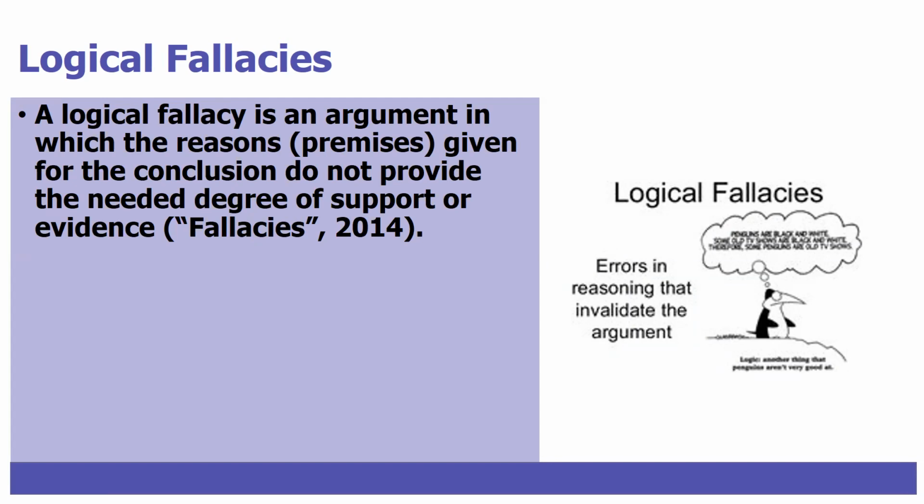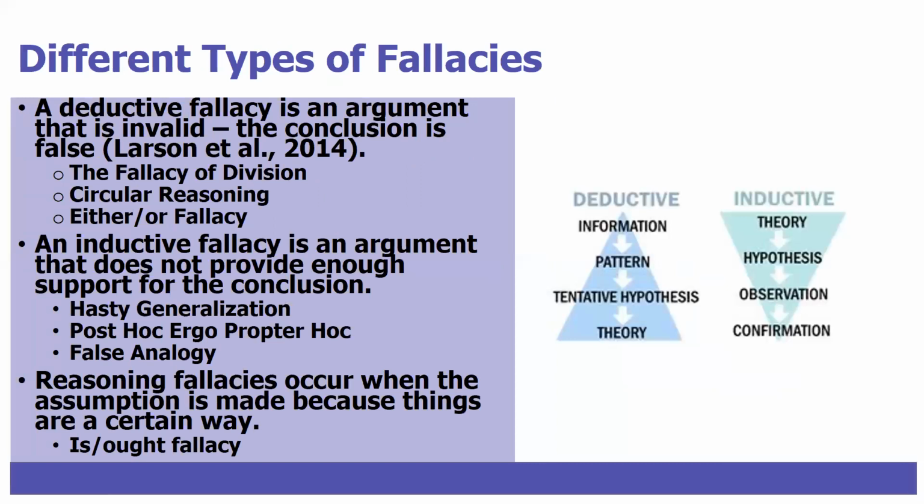So, logical fallacies are errors that occur in arguments, such as deductive and inductive thinking errors and other reasoning fallacies. A deductive fallacy is an argument that is invalid. The conclusion is false. Examples include the fallacy of division, circular reasoning, and either-or fallacy.